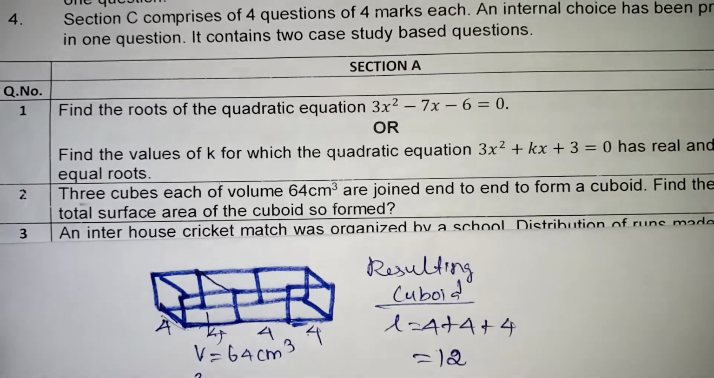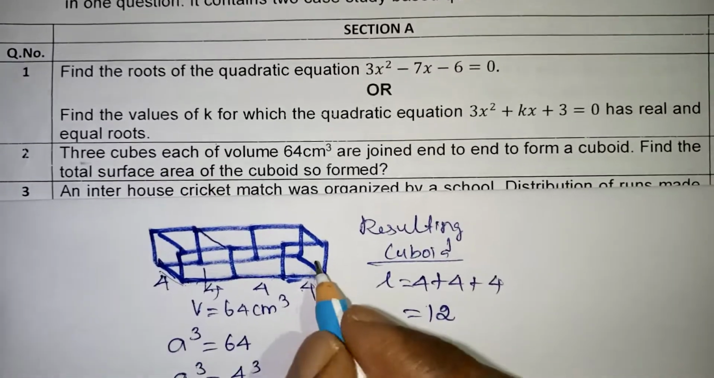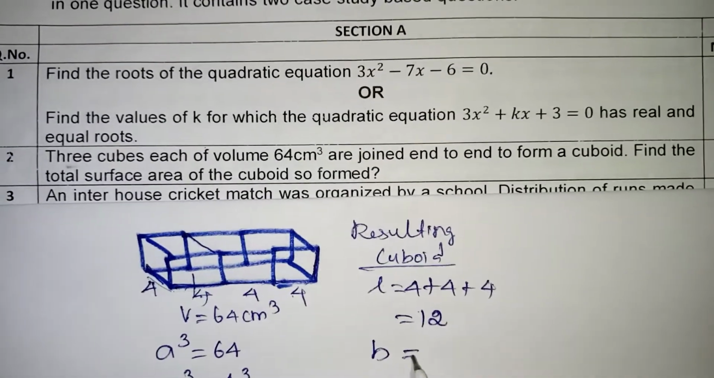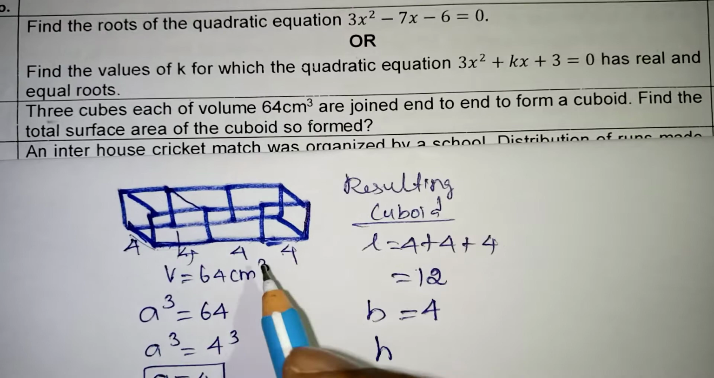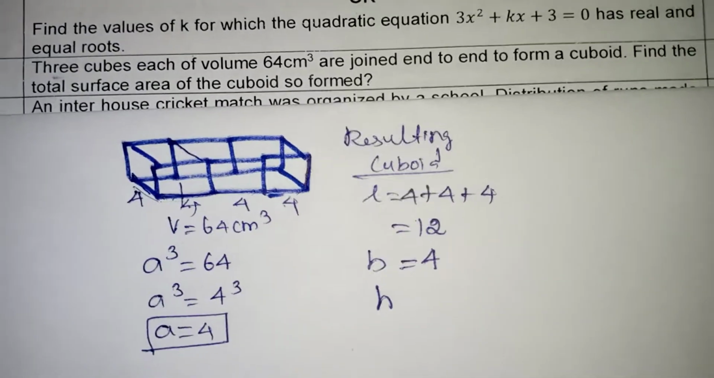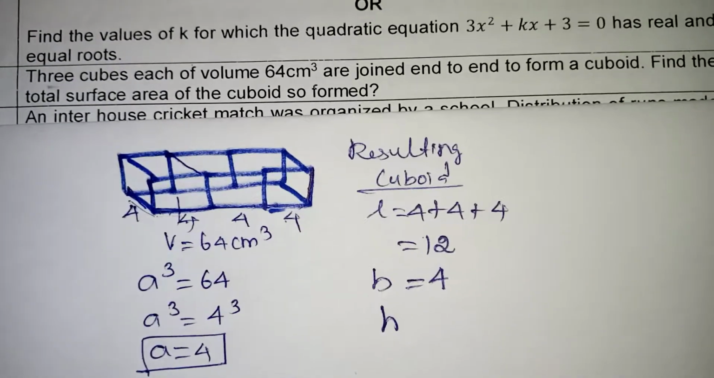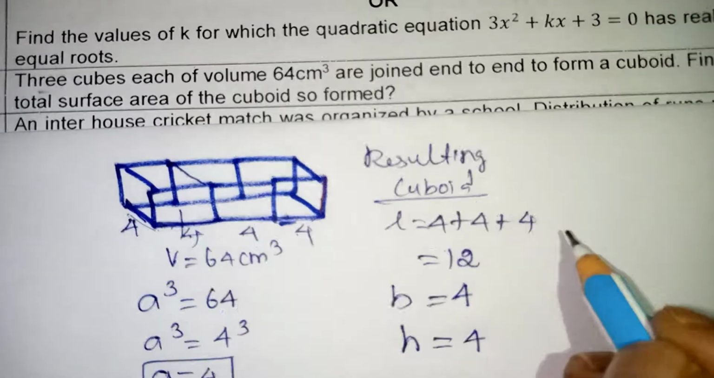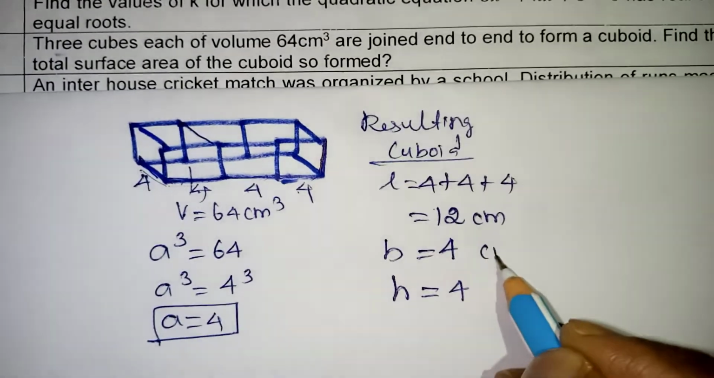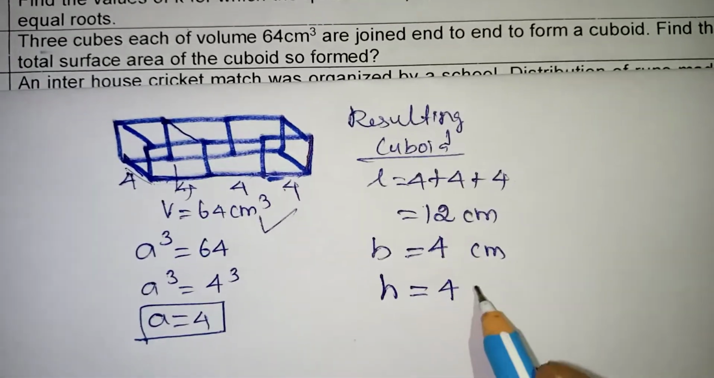So the length of the cuboid is 12 and for the breadth, there is no change. You have to take the same 4. And for the height also there is no change while you are connecting end to end. The height also you have to take as 4. Everything is in centimeters. Why? Because they have given centimeter cube as the volume.